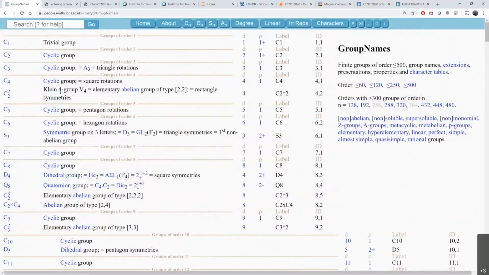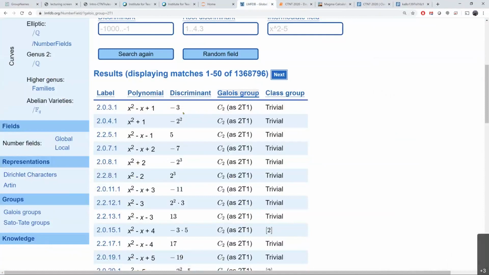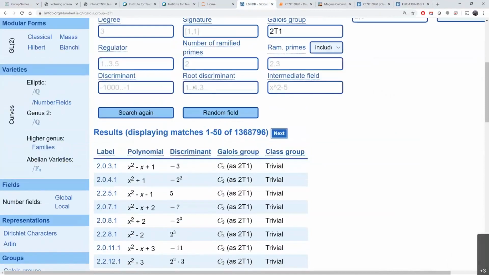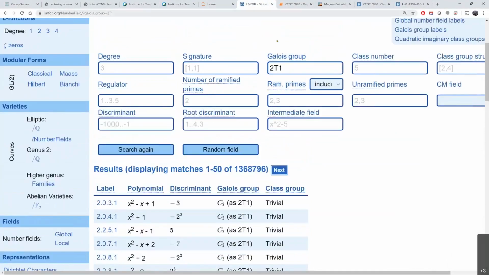So you can find all these, and then, for example, the quaternion group. Does the quaternion group happen as a Galois group? Well, we can try to figure that out. You can try to go in the LMFDB, find the Galois group that corresponds to the quaternions, and see if that is a Galois group of some number field.